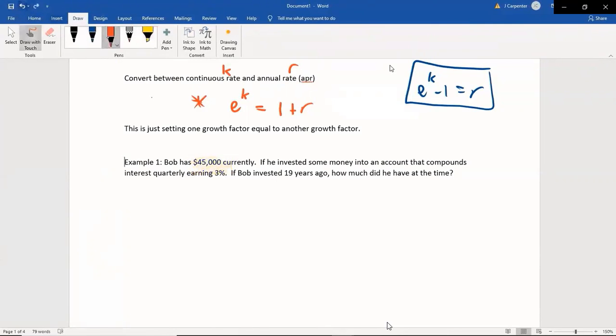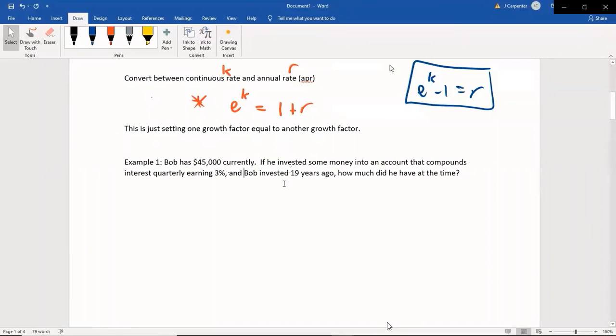All right, Bob has 45,000 currently. Well, that sounds like a starting value, right? But he invested some money into an account that compounds interest quarterly, earning 3%, and Bob invested 19 years ago. How much did he have at the time? So this doesn't say he put $45,000 in. That's what he has currently. We're talking about how much money did he have originally 19 years ago.